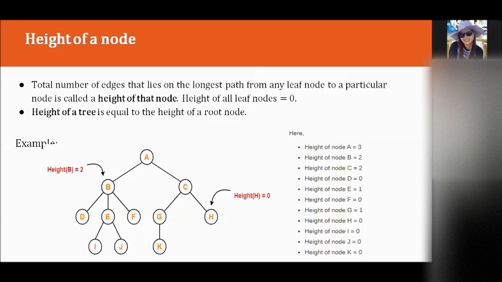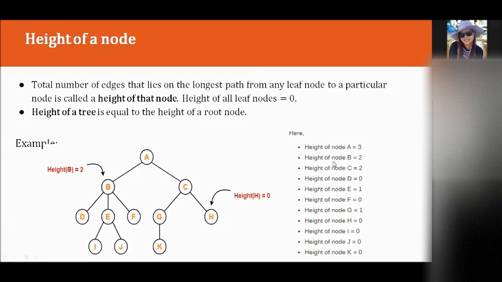So, that's one. Okay? So, the height of node A is equal to 3. So, we'll start 0, 1, 2, 3. B, why is it 2? 0, 1, 2. So, the C is the same, node 2. Node 3, height of node D is equal to 0.